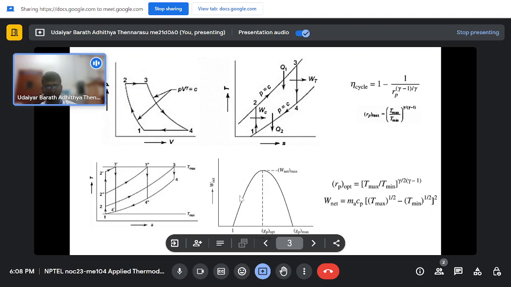So your work output will follow an inverted, concave curve, and we will have a maximum. The maximum occurs at some pressure ratio, and that pressure ratio is given by T max by T min raised to the power gamma by 2 gamma minus 1, sorry, gamma by 2 times gamma minus 1. That is your optimum pressure ratio for which you will get maximum work.